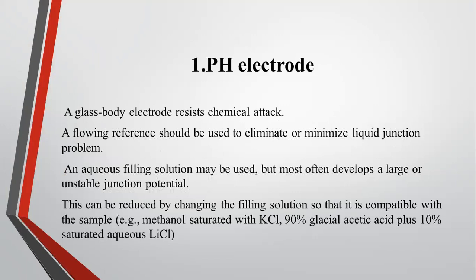The first one is pH electrodes. A glass body electrode resists chemical attack. A flowing reference should be used to eliminate or minimize the liquid junction problem. An aqueous filling solution may be used, but most often develops a large or unstable junction potential. This can be reduced by changing the filling solution so that it is compatible with the sample. For example, methanol saturated with KCl, or 90% glacial acetic acid plus 10% saturated acetic acid.